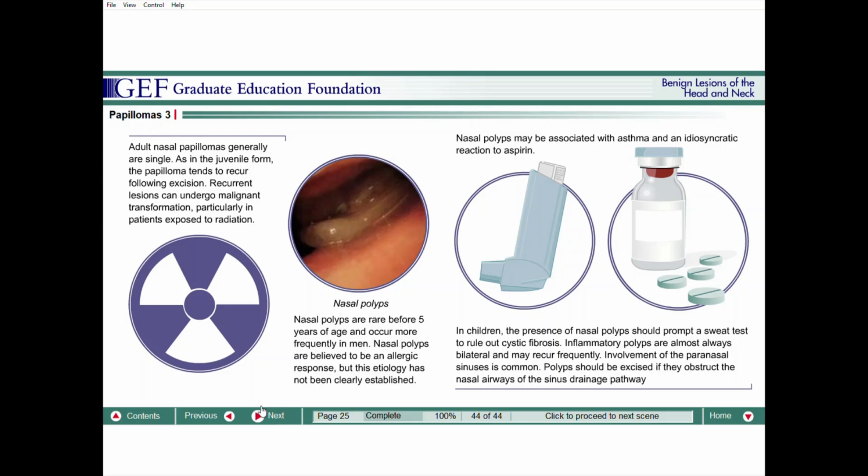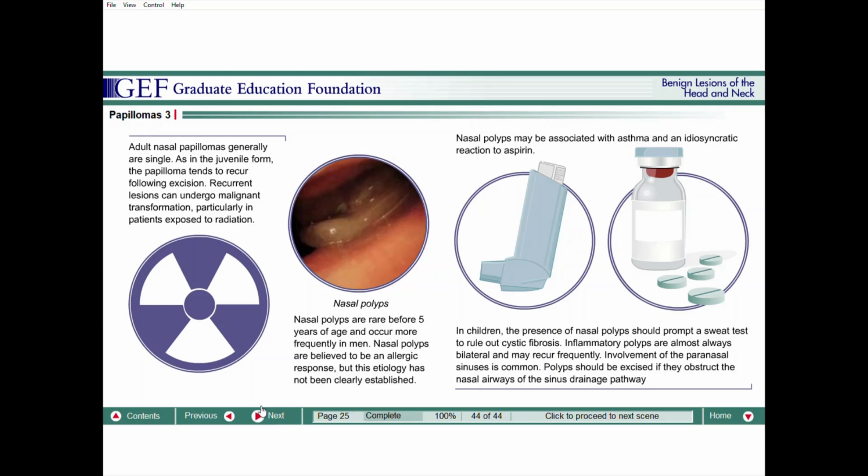Nasal polyps are rare before 5 years of age and occur more frequently in men. Nasal polyps are believed to be an allergic response, but this etiology has not been clearly established. Nasal polyps may be associated with asthma and an idiosyncratic reaction to aspirin. In children, the presence of nasal polyps should prompt a sweat test to rule out cystic fibrosis.